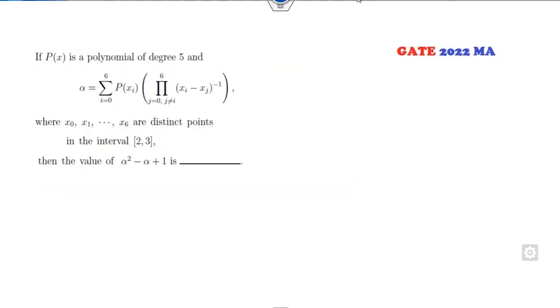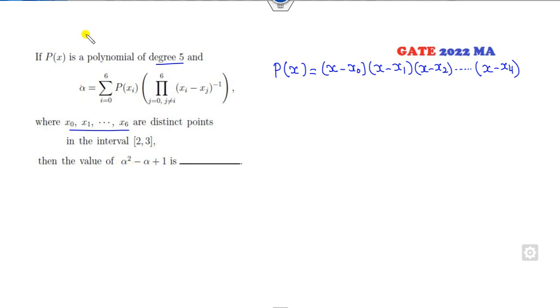Okay, now look at this another one. It's GATE 2022. If p(x) is a polynomial of degree 5 and alpha is given to be here, where the x nodes are distinct points in the interval 2, 3. Firstly, we can define the polynomial of degree 5. So, x minus x0, x minus x1, x minus x2 up to x minus x4. This is degree 5. Now our target is to find the value of alpha. Fine. Very simple. I can firstly write the polynomial.